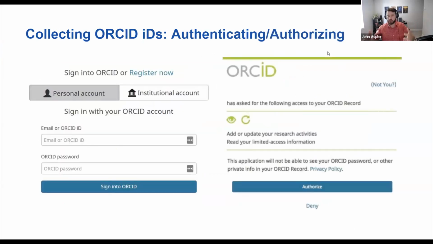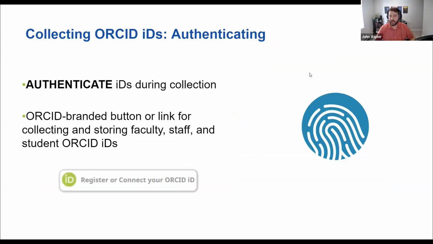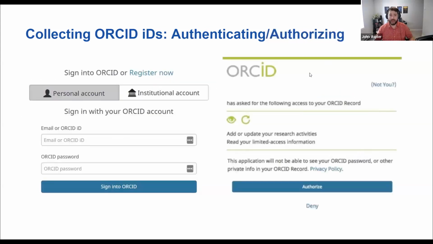If I go to a journal and I'm registering for an account there, and there is a button that says register or connect your ORCID ID, if I click on that, it will lead me to my sign-in page for ORCID. And in logging into my account, that information will be passed back to the publication platform, authenticating that I am who I say I am, and that the ORCID ID that is collected and attached to my publication or to my account with the journal or the publication platform is correct.